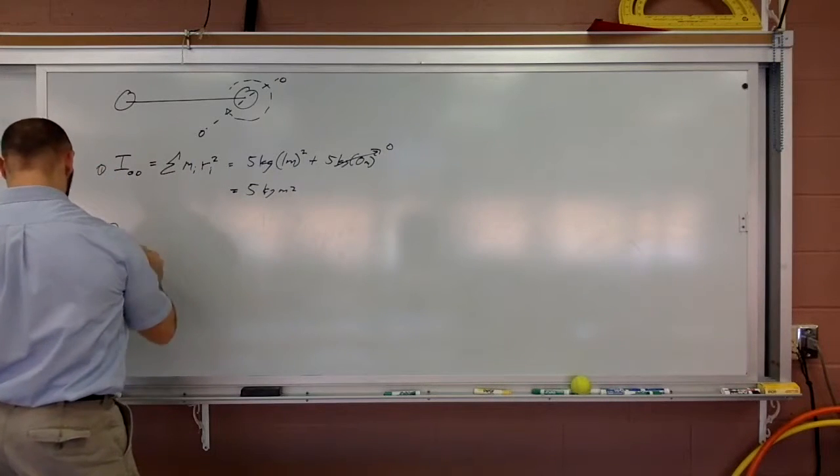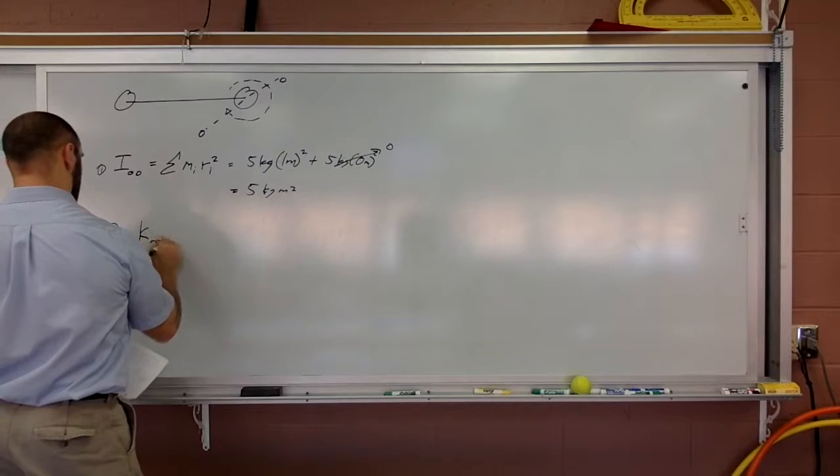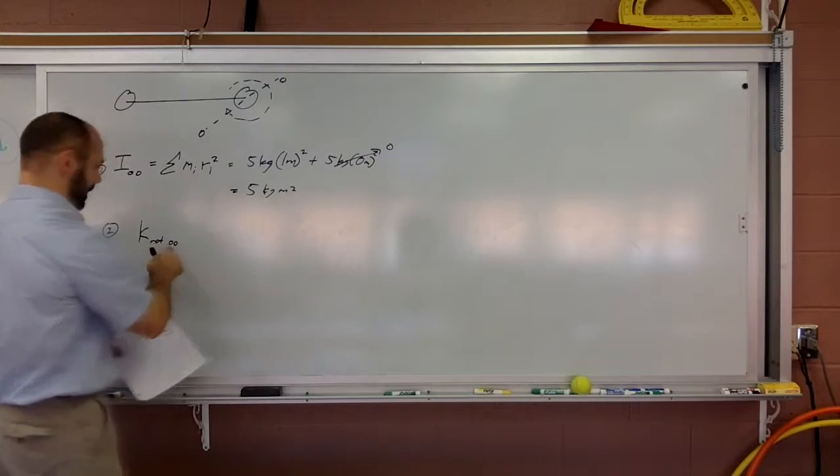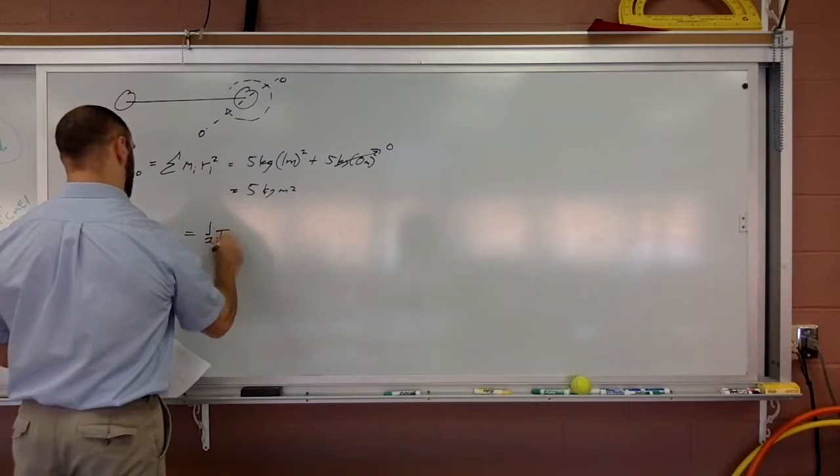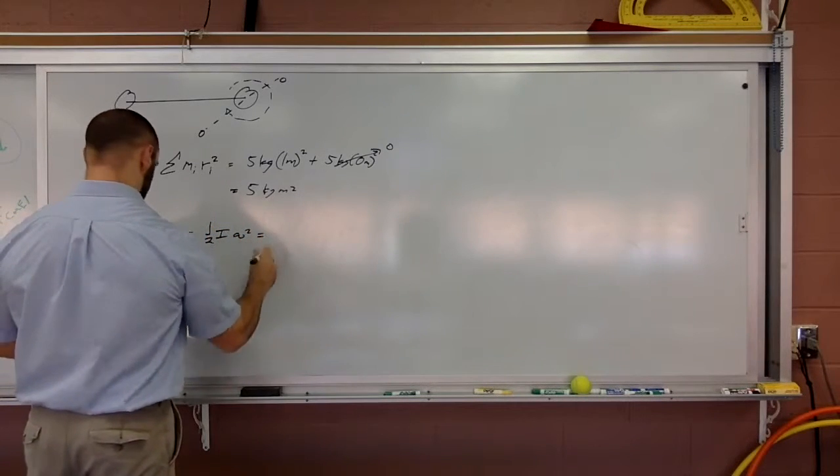For part 2, the rotational kinetic energy around point OO is 1/2 I omega squared.